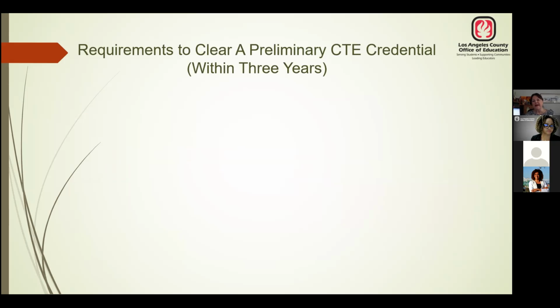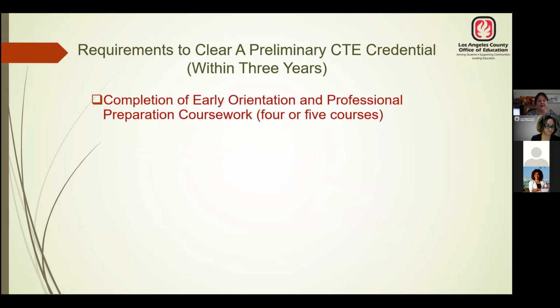All right, so once that individual gets their preliminary CTE credential, it's good for 3 years, which goes very quickly, because within that time, they have a lot of requirements they have to meet in order to clear their credential. And by the way, they need to apply for their clear credential at least 3 months before it expires. So that really only gives them about 2.5 years to get all these requirements done. So let's take a look.